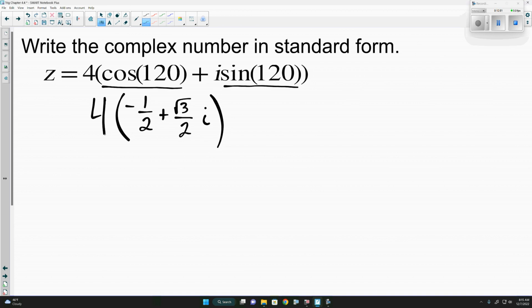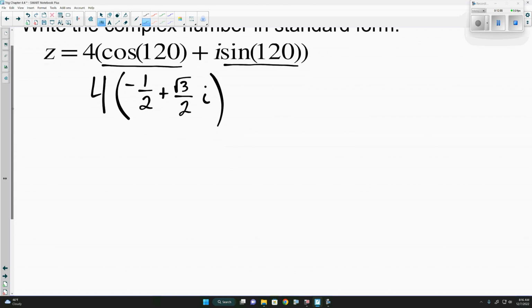But we also need to multiply it by 4. 4 times negative 1/2 is negative 2. 4 times square root 3 over 2 is going to be plus 2 square root of 3. Yes?